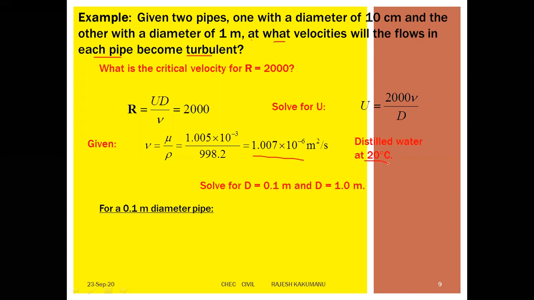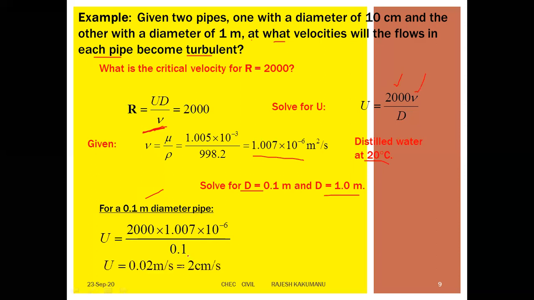Okay, now what to solve? So we have been given 2 diameter pipes. One diameter is 0.1 meter, other diameter is 1 meter. Now taking the 0.1 diameter pipe and substituting into the formula, u = 2000 x 1.007 x 10^-6 / 0.1, and you get u = 2 centimeters per second.